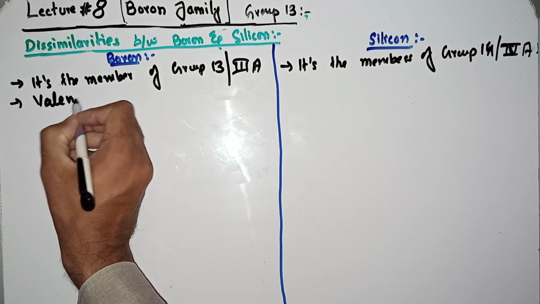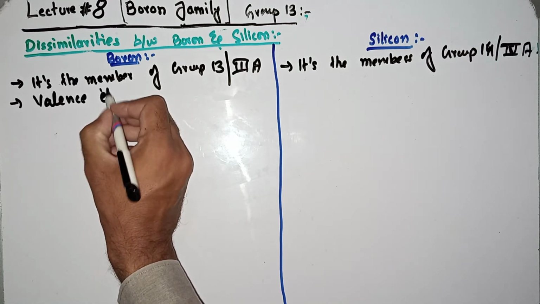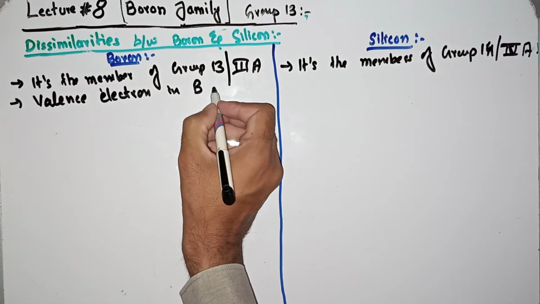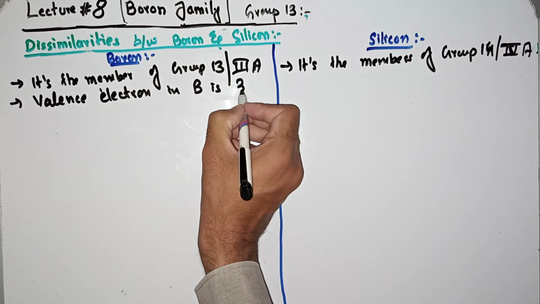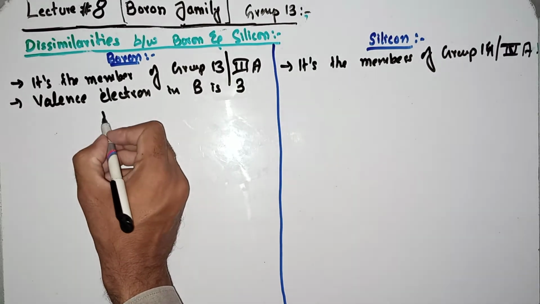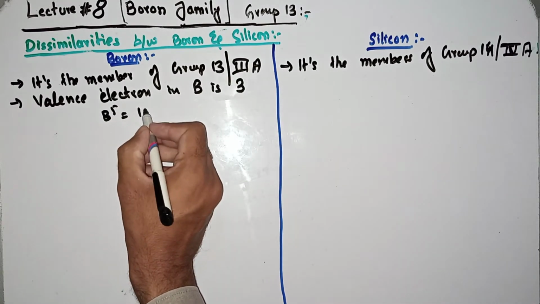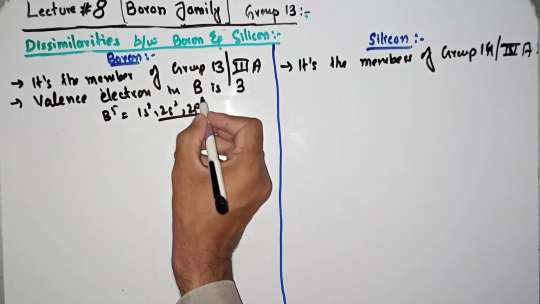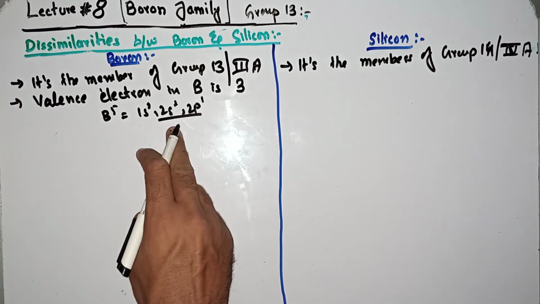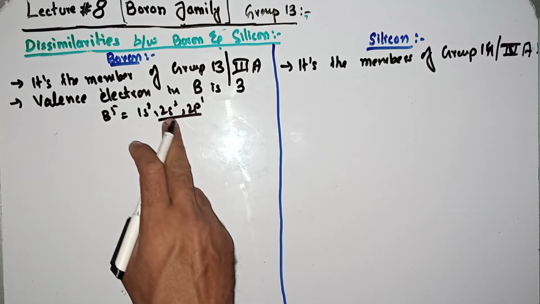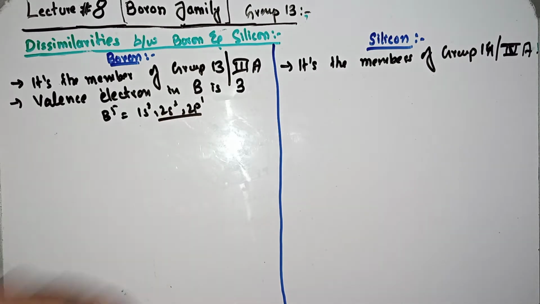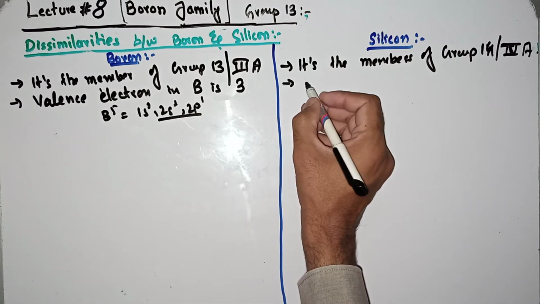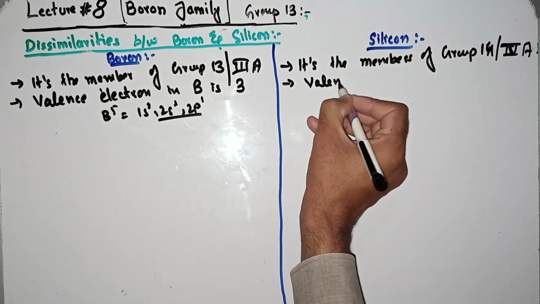Valence electron in boron is 3. The electronic configuration of boron, atomic number 5, is 1s2, 2s2, 2p1. Here in the valence shell there are 3 electrons present, that is 2 electrons in 2s and 1 electron in 2p in the ground state.